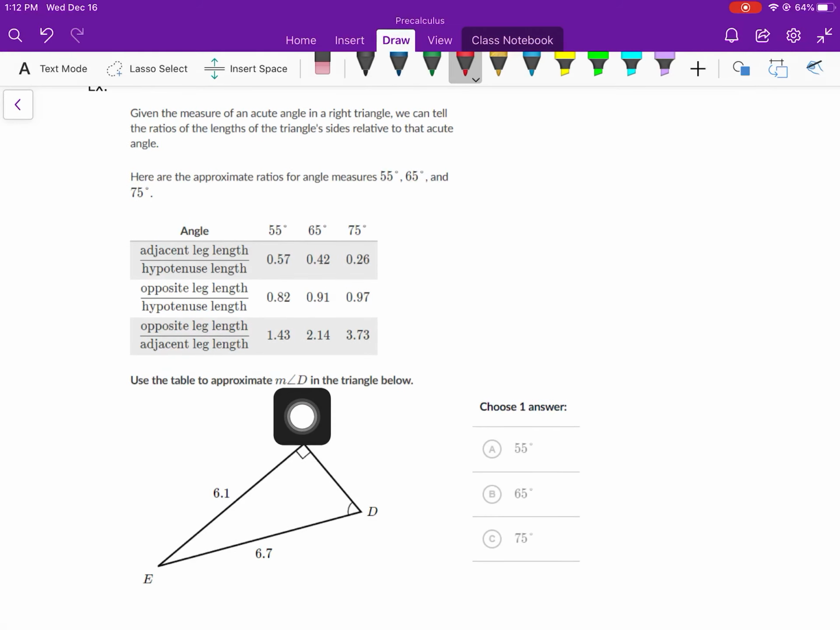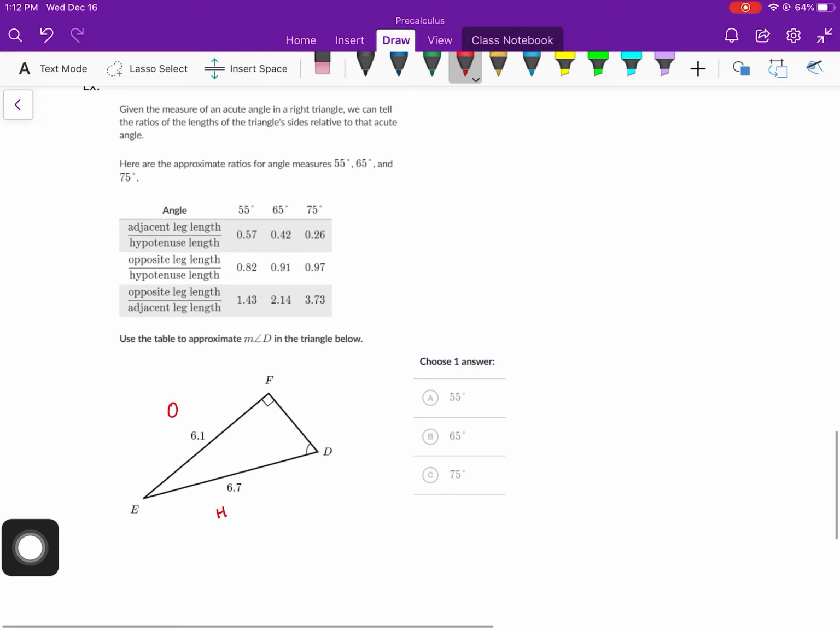We're going to use the table to approximate the measure of angle D. This is a little bit easier. So using the angle D, we have the opposite over the hypotenuse, right? Opposite is across from it, and then this is the hypotenuse because it's across from the right angle. And so opposite of D is 6.1 over the hypotenuse, 6.7.